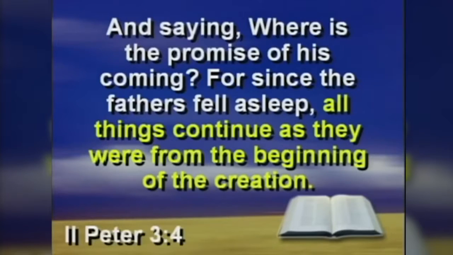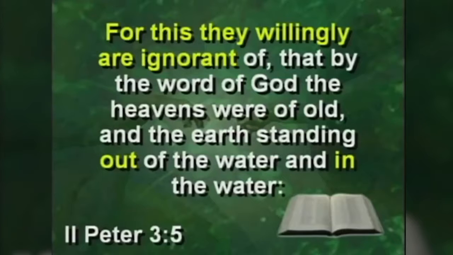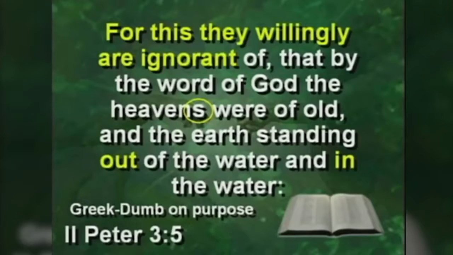The scoffers are going to say, where is the promise of his coming? For since the fathers fell asleep, all things continue as they were from the beginning of the creation. That's an important phrase, but the scoffers are going to say the way things are happening now is the way things have always been happening. Uniformitarianism. The Bible says the scoffers are willingly ignorant. Willingly ignorant. In the Greek, that means dumb on purpose. The scoffers are dumb on purpose of two things, and here they are. Number one, that by the word of God, the heavens were of old. Notice the word heaven is plural.